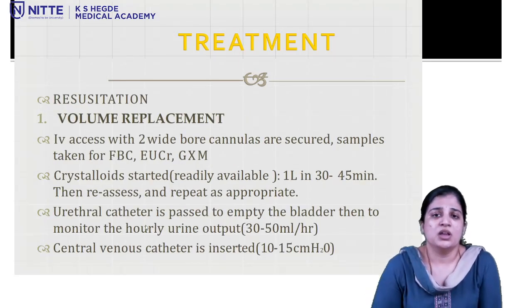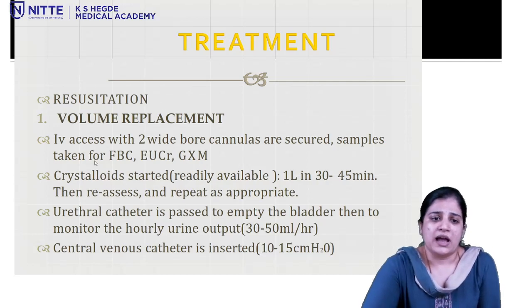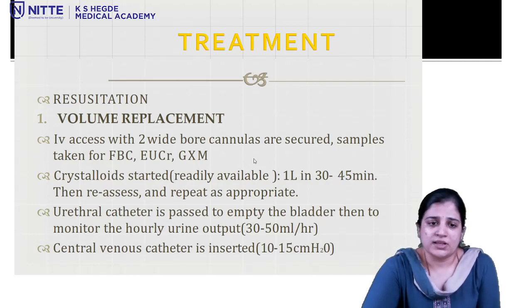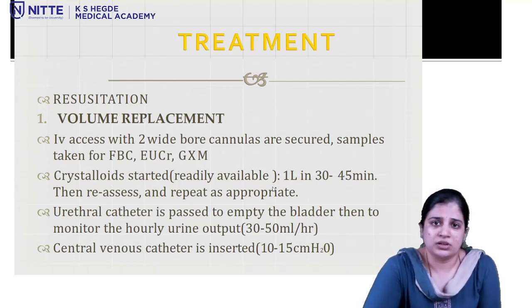For resuscitation, we have to do volume replacement. Establish IV access with 2 wide bore IV cannulas and take blood for investigations. Crystalloids are started, which are readily available in any casualty or ICU. 1 liter has to be given in 30 to 45 minutes, and then we keep reassessing. You have to do urethral catheterization and maintain hourly urine output of 30 to 50 ml per hour, and a central venous catheter is also inserted.